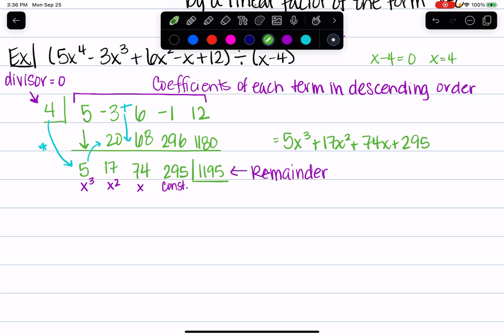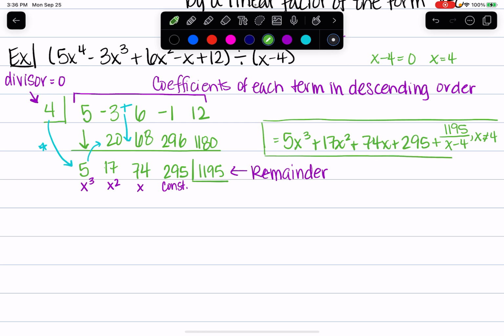295, and then we can do one of two things. We can just say remainder of 1195, or we could say the actual proper math way to say this, which is plus 1195 over x minus 4, where x can't equal 4. Either of those is correct. If you are moving on in math, this is the one you're going to need more of. If you're staying here, if this is your last class and you don't have to move on, then it's not going to be such a big deal.